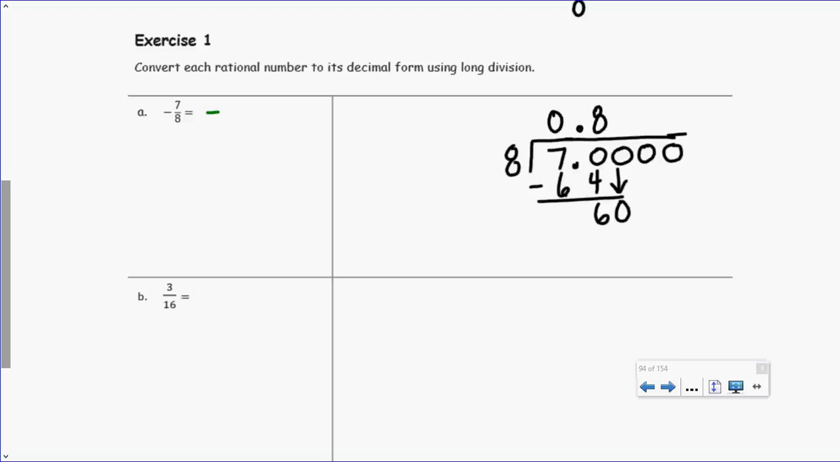Bring down the 0. Well, at this point, 8 is too much because it can't go in 8 times because we know that's 64, but it can go in 7 times, which is 56. When I subtract that, that's 4. And when I bring down the 0, this is my happy moment because I see that 8 does go into 40 evenly. It goes in 5 times. And that's it. That's my final answer, negative 0.875.